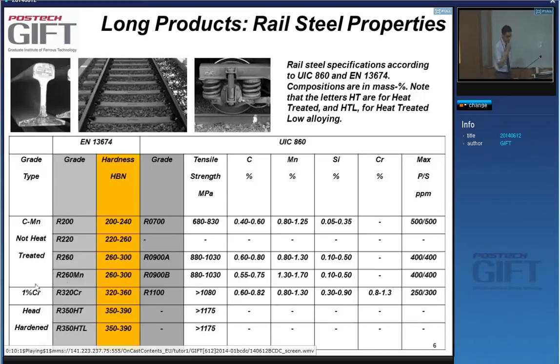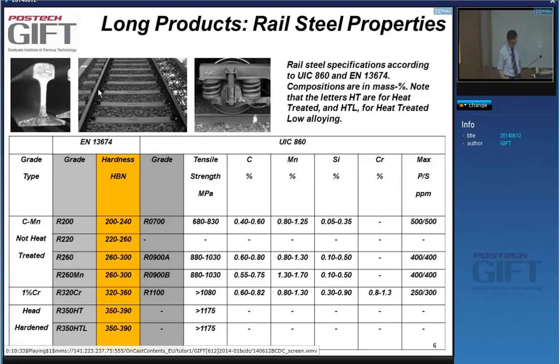So we have rails that are not heat treated. They're basically pearlitic steels, and there we have tensile strengths. Remember, a fully pearlitic steel, you can reach about 1,000 megapascal, unless you're dealing with wire steel where you can get these very high strengths. But in this case, of course, you don't have wires. You have these massive sections. So this is about what you can get.